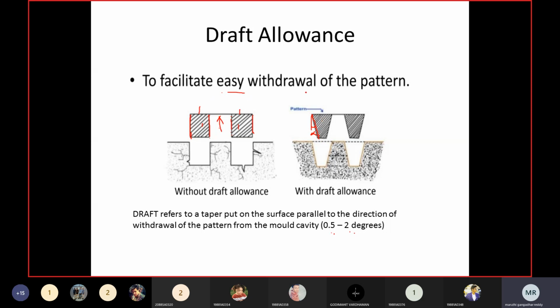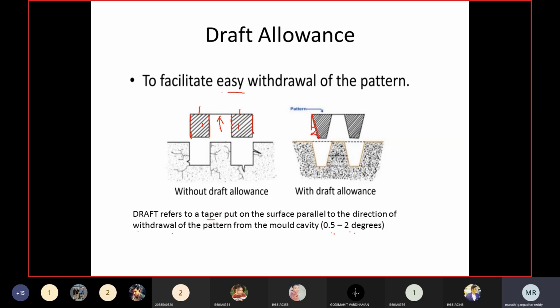Okay, to facilitate the easy withdrawal of the pattern, on all the vertical surfaces of the pattern I am providing a taper value. What is the taper value here? 0.5 to 2 degrees. Okay, draft refers to the taper put on the surfaces parallel to the direction of the withdrawal. Here, what is the direction of the withdrawal of the pattern? I have mentioned already here. The direction of the withdrawal of the pattern is upwards.